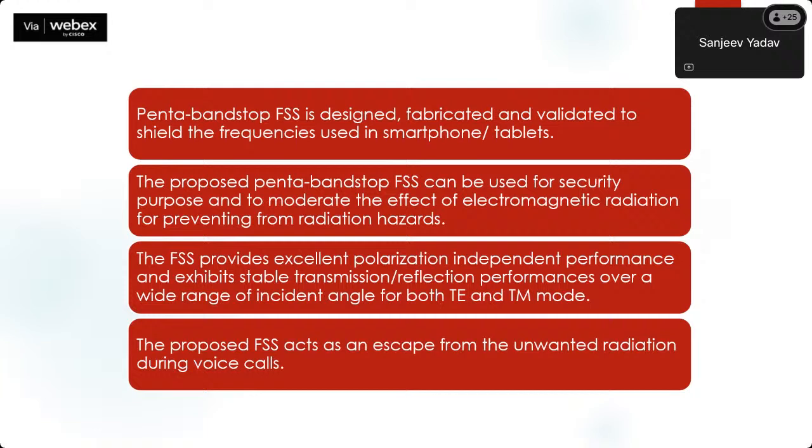Now coming to the last structure, which is the pentaband structure. It uses all the frequencies which are used by our smartphones, and these structures can protect you from unwanted radiation during a voice call. If this pentaband FSS is used on your smartphones, it will block all the frequencies so that the radiation from those smartphones cannot come to you.